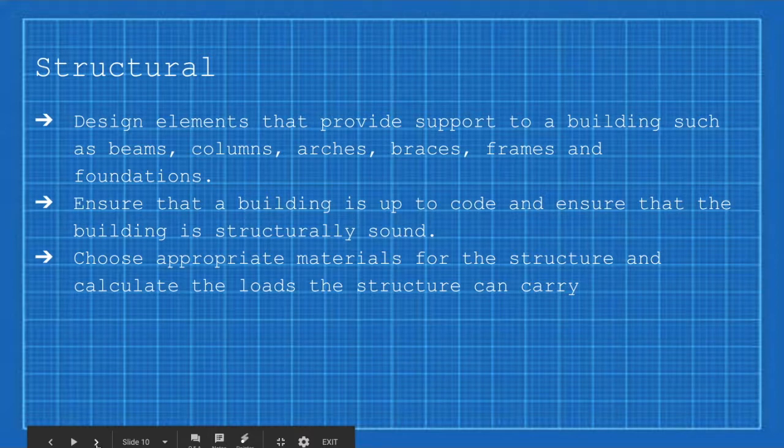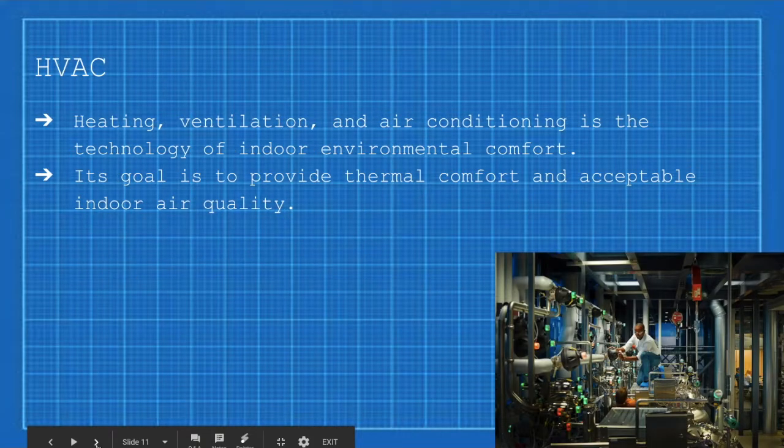And then a structural engineer chooses appropriate materials for the structure and calculates the loads the structure can carry. Another subdivision of architectural engineering is HVAC. It is heating, ventilation, and air conditioning, which provides technology of indoor environmental comfort. Its goal is to provide thermal comfort and acceptable indoor air quality.